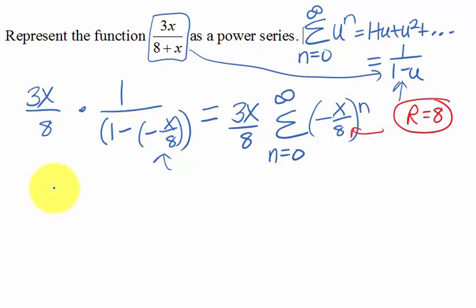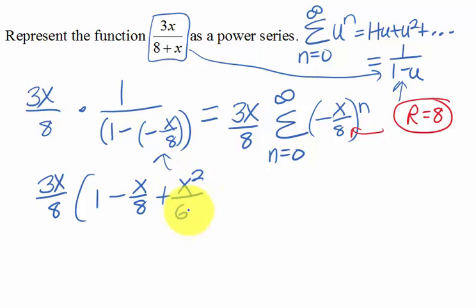Now, let's go ahead and write out a few of the terms then. So I'm just going to leave it in this form. So I've got 3x over 8 multiplying, if I put in 0, we've got anything to the 0 is 1. And then putting in a 1, I'd have negative x over 8. Putting in a 2, I'd have plus x squared over 64. Putting in a 3, I would have negative x cubed over, I'm just going to write it as 8 cubed, and putting in a 4, I'd have positive x to the 4th over 8 to the 4th.